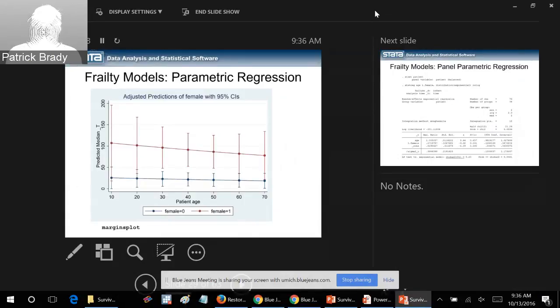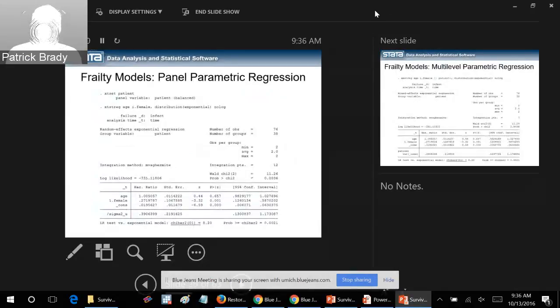Infections. That's why I hate changing data sets. This is time to infection. So here we can see the females are having a longer time to infection than the males are, on average, predicted from my model. XT-ST-reg. I had forgotten this was even in there.